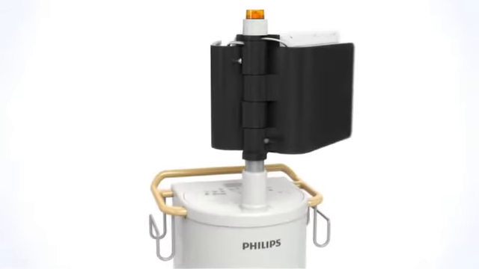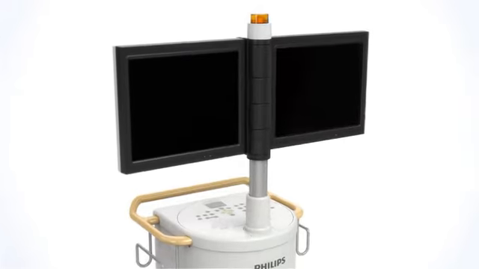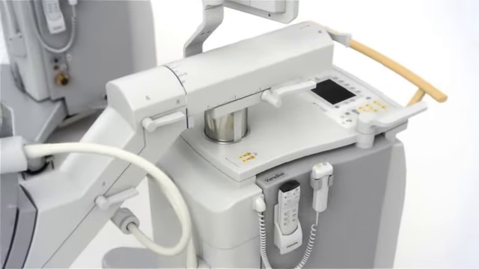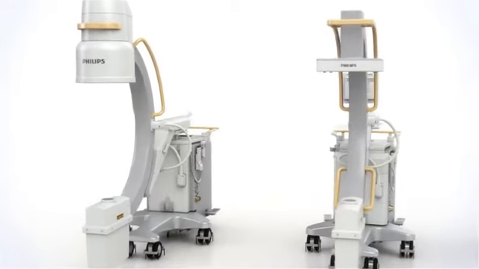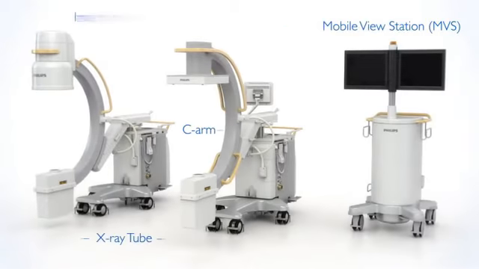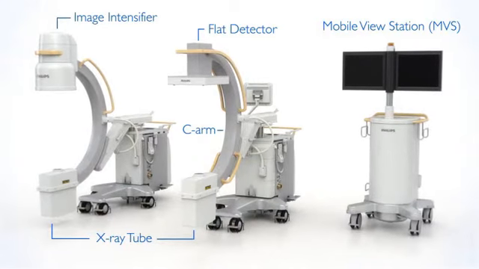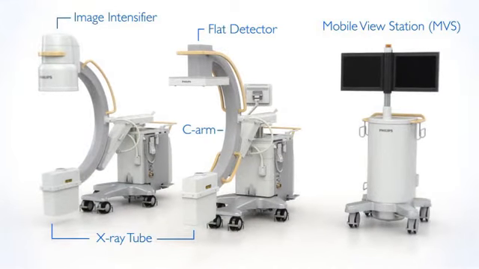The examples shown in the various animations are applicable for mobile C-arm systems with a flat detector, as well as with an image intensifier. X-rays are like light and are invisible to the naked eye because of their wavelength.